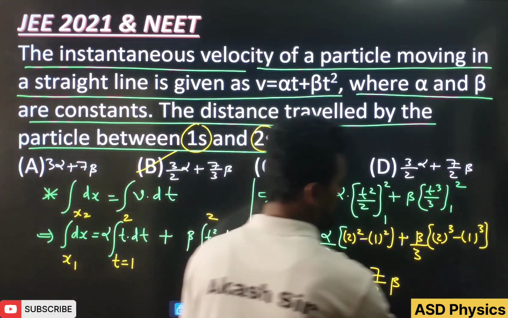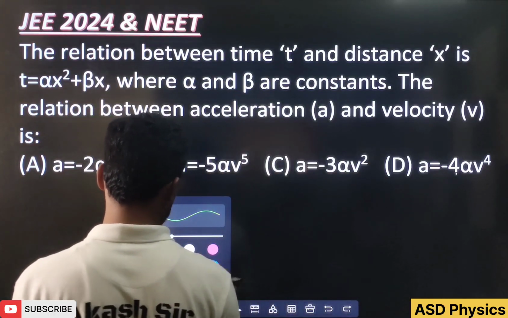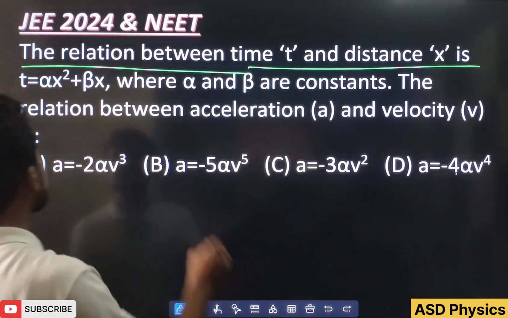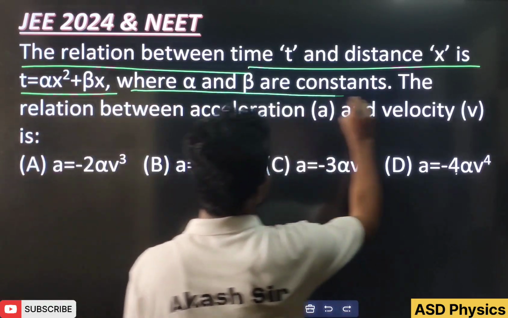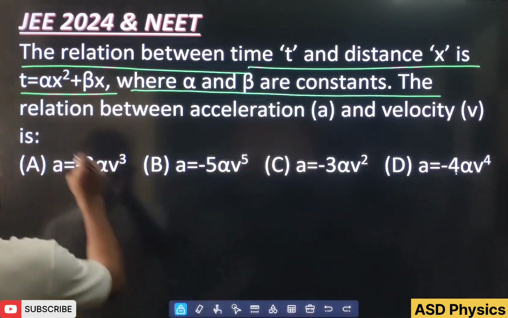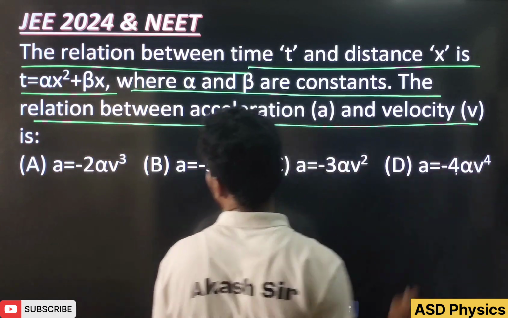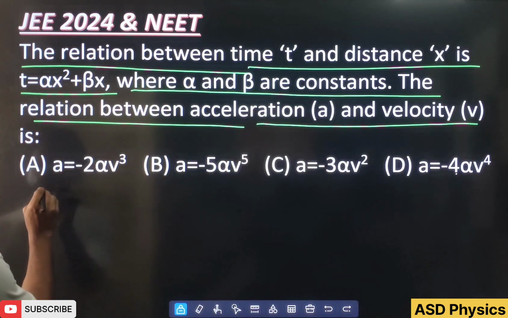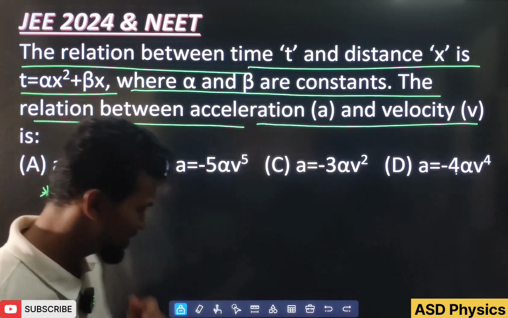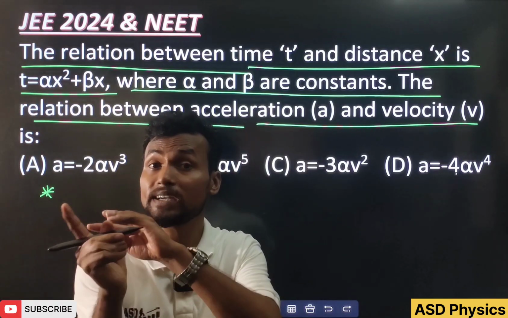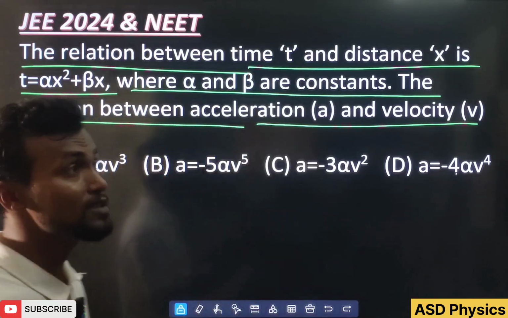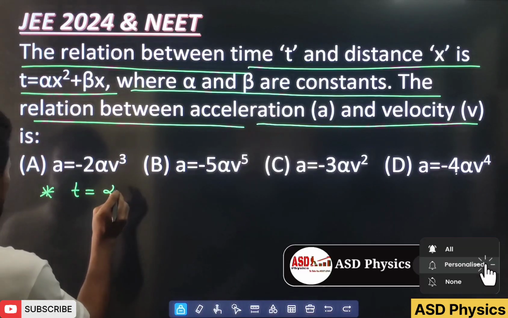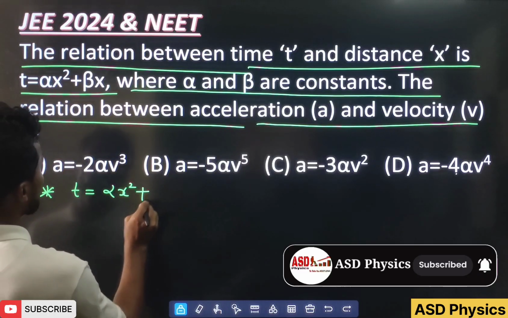Great. Now students, we are coming to the last question, a little bit interesting question here. The relation between time t and distance x is t equal to alpha x square plus beta x, where alpha and beta are constants. Find the relation between acceleration and velocity. A little bit different kind of question is this. Remember that we have solved one question where t equal to root x plus 4, there we could separate x and t and got x equal to t minus 4 square, but here separation is a little bit tough.